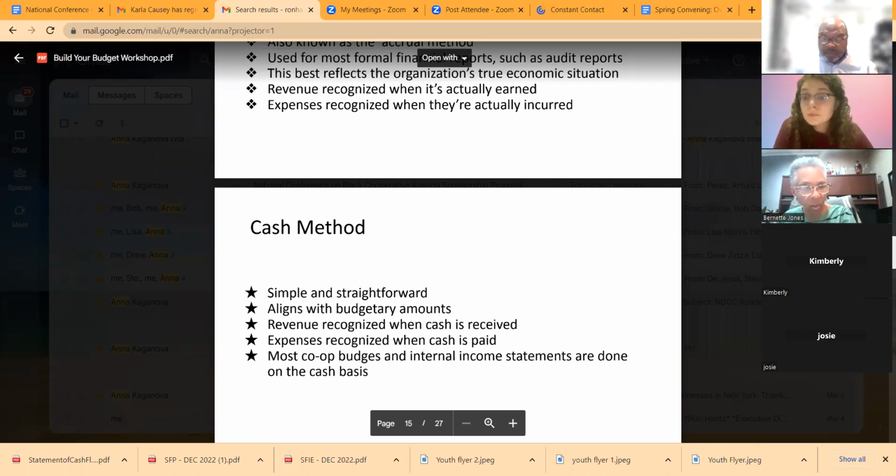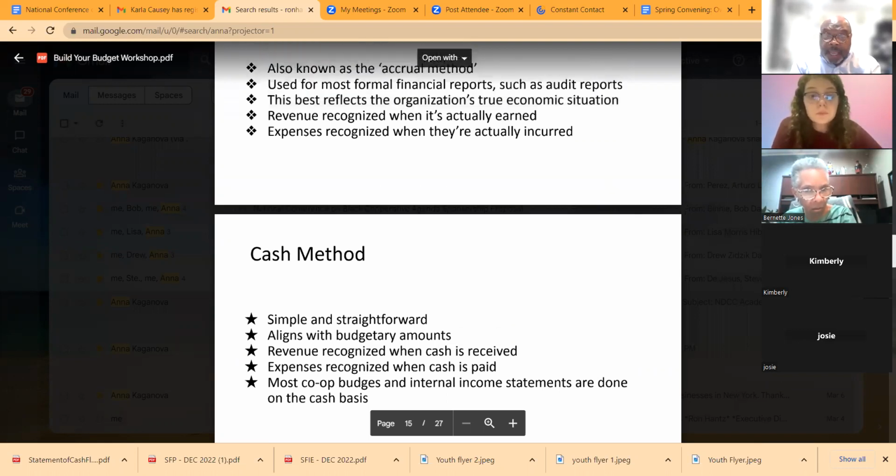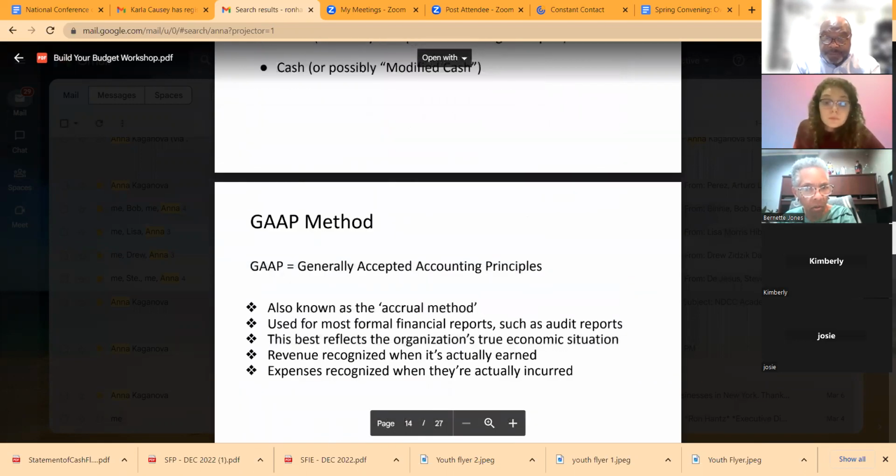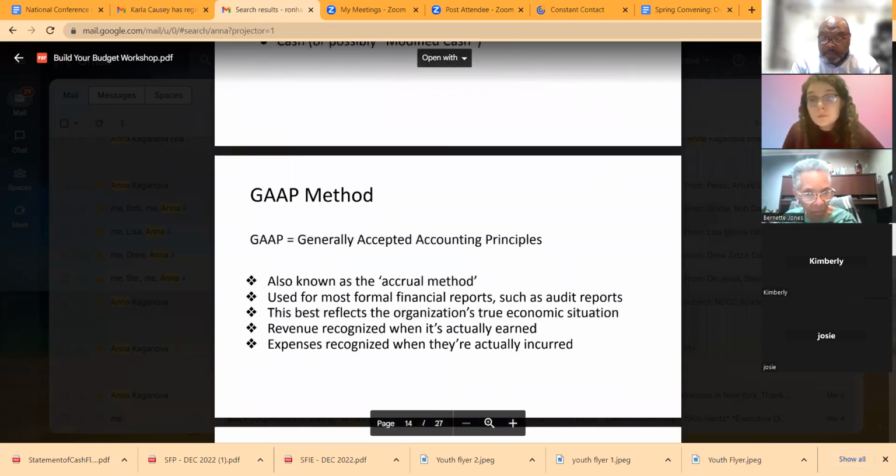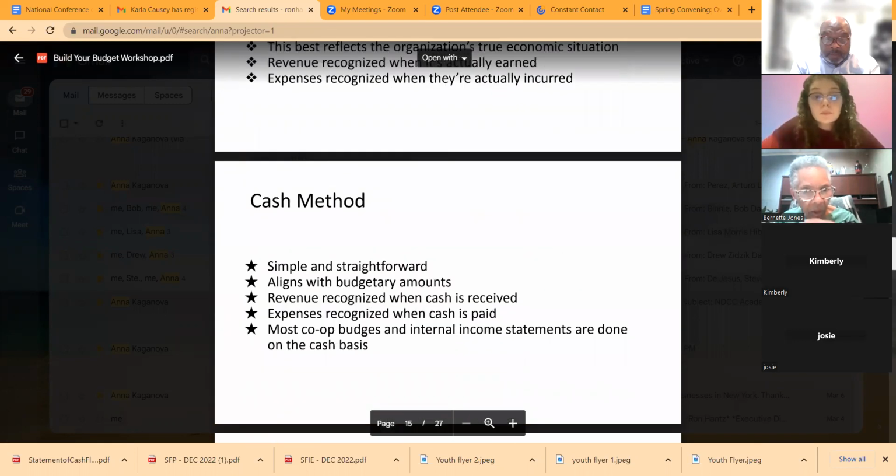And this is saying that most co-ops use the cash basis. No, most co-ops, I would imagine, are using the GAAP method. Well, what about her statement down at the bottom there? What does that mean then? Most co-ops' budgets and internal income statements are done on the cash basis. Oh, okay. So that's what she's saying. I wonder about that too, so maybe that's another question for her. Internal income statements are done on a cash basis.